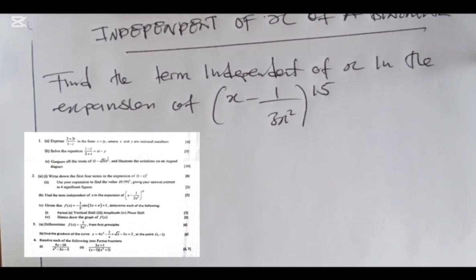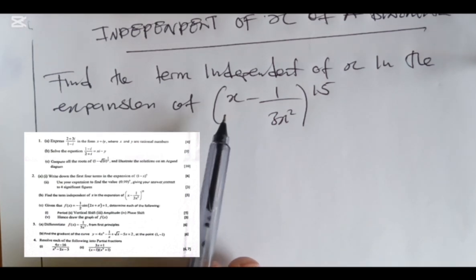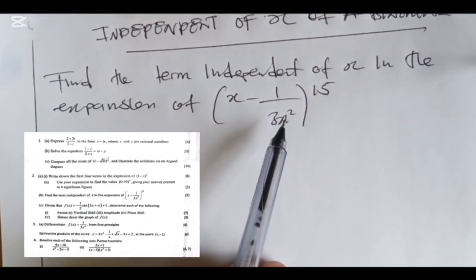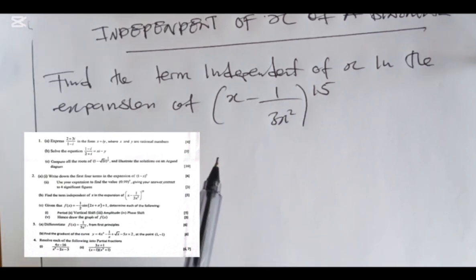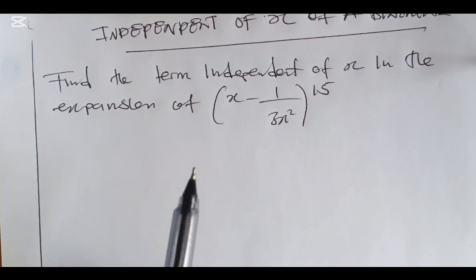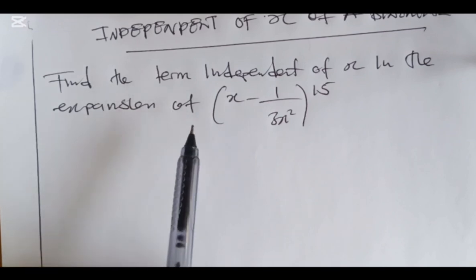So now the question says, find the term independent of x in the expansion of open the brackets x minus 1 over 3x squared, close the bracket, the power 15. So now how do we work out such? Okay, so the best way to work out such is to identify what they want in the expansion. So in the expansion they want a term which is independent of x.